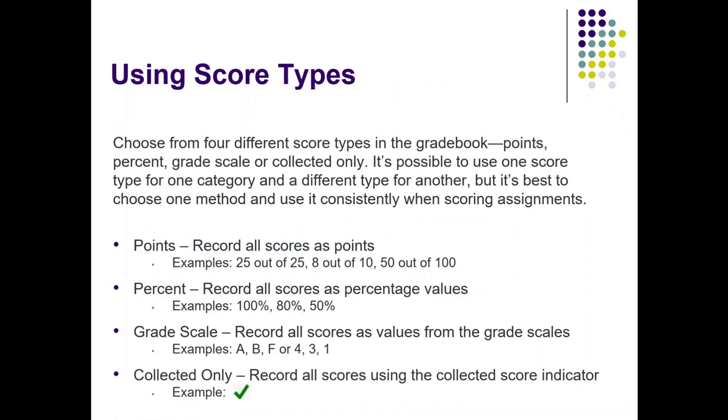The percentage is record all scores as percentage values, 100%, 80%, 50%. The grade scale records all scores as values from the grade scale. So that's getting into the letter grades, an A, a B, an F, or if you're using numbers, a 4, a 3, a 1. Collected only, that's an example. It'll just be a green check mark. That's how you're scoring, just by saying it's been collected. That can be utilized for things like permission slips or other things that you're just collecting, but not specifically giving a points, percent, or grade scale.